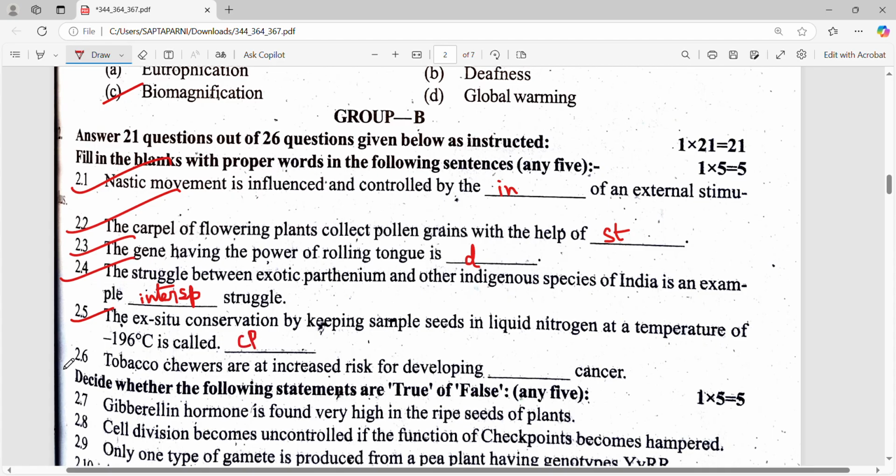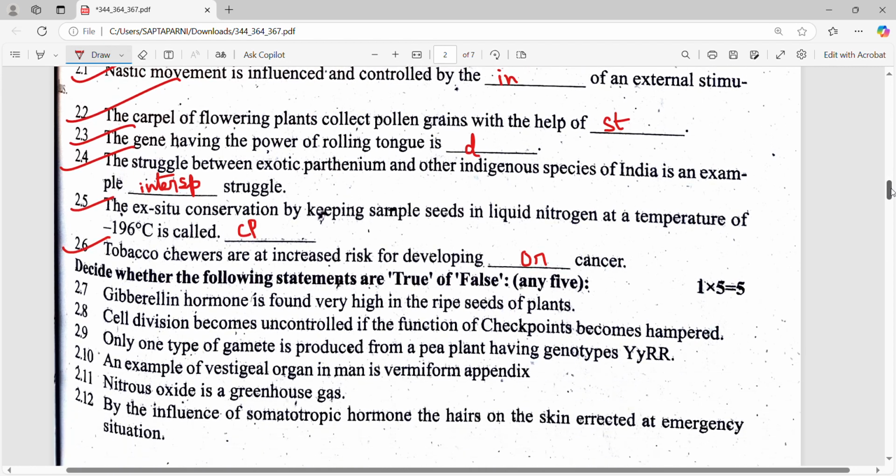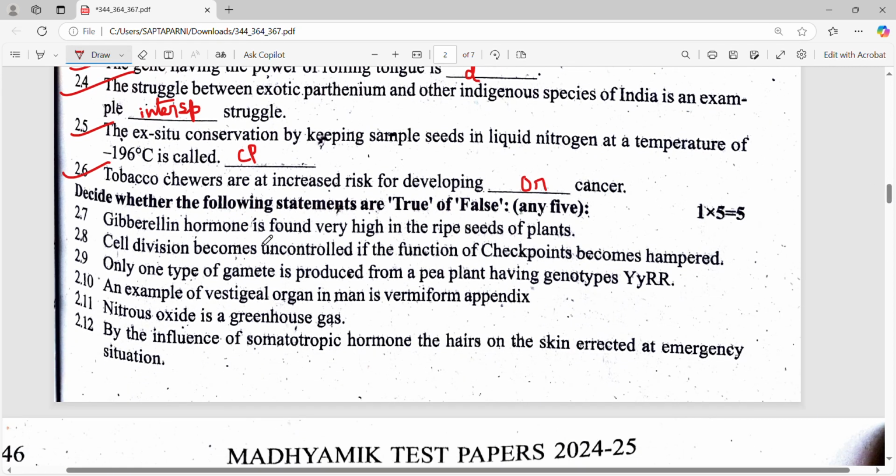Okay. Next, tobacco chewers are at increased risk for developing what type of cancer? Oral cancer. Okay. Now you have to mark the true or false. Gibberellin hormone is found very high in ripe seed of the plants. True. Cell division becomes uncontrolled if the function of the checkpoints become hampered.